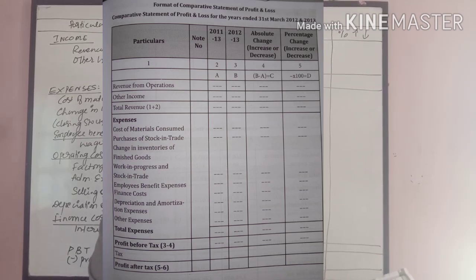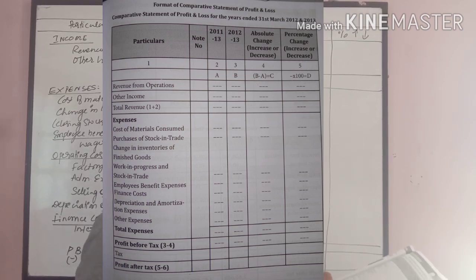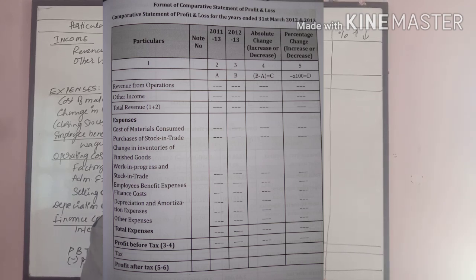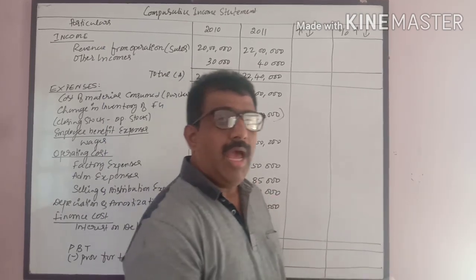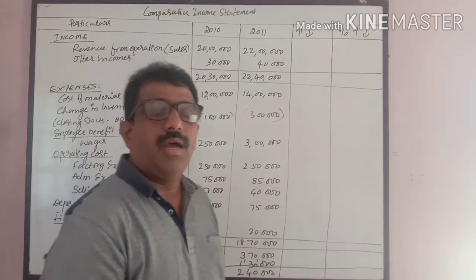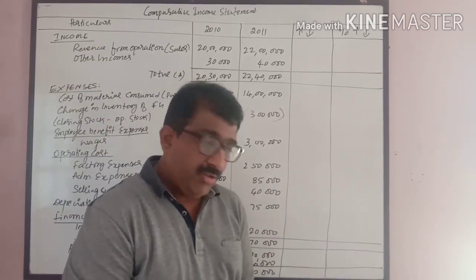Now, profit before tax: part A minus part B becomes the profit before tax, minus tax or tax provisions becomes profit after tax. In comparative statement, we have to make 4 columns: previous year, current year, absolute changes, that is increase or decrease, and percentage change, increase or decrease. I have written that format and the problem I am going to work out now on comparative statement.